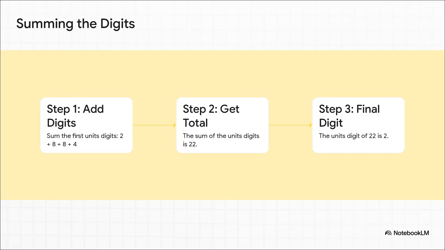So here's the solution. Since every single term after 8 double factorial ends in a 0, we can just ignore them. They don't change the last digit at all. All we have to do is add up the units digits we found earlier. 2 plus 8 plus 8 plus 4. That adds up to 22. And the last digit of 22 is, of course, 2. And just like that, we've cracked it. The units digit for our first mega mystery is 2.